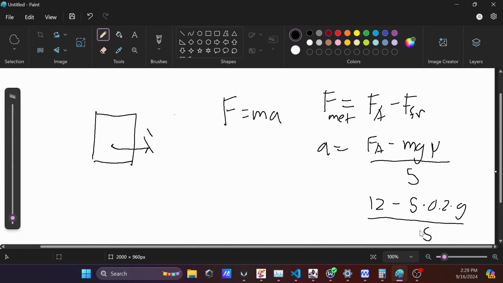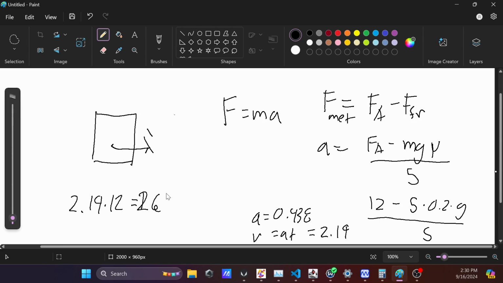And when you solve, A equals 0.438. And so V equals AT, and 0.438 times 5 is 2.19. Times 12 equals about 26. We're just estimating here. So 26 watts, that would be answer choice D.